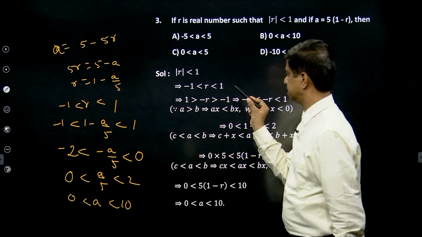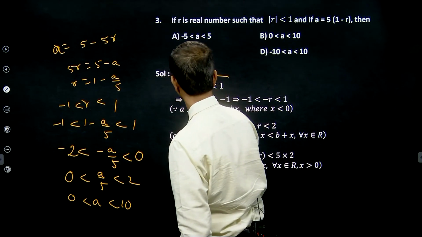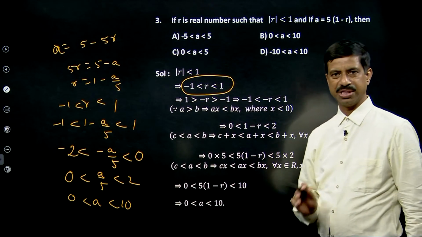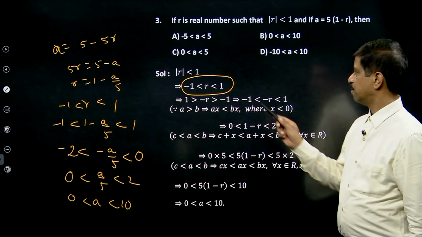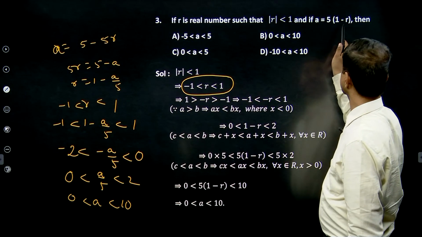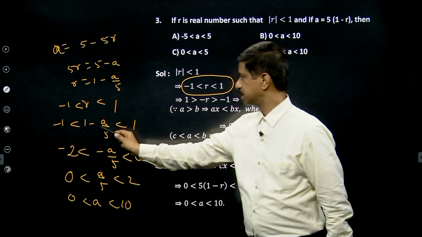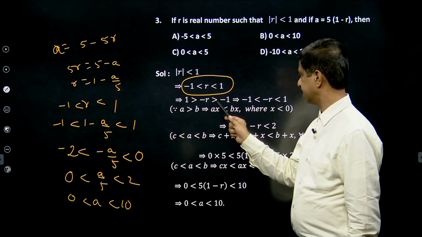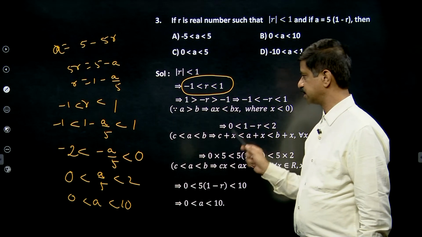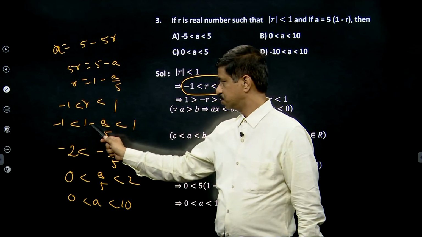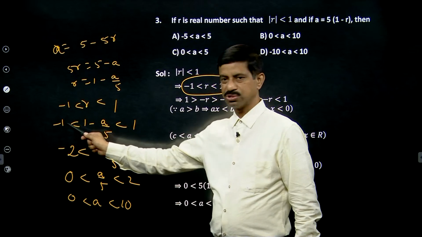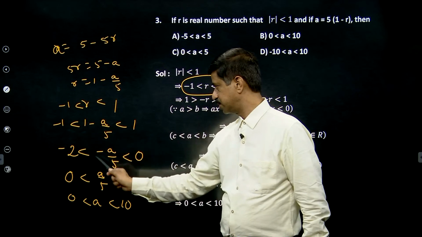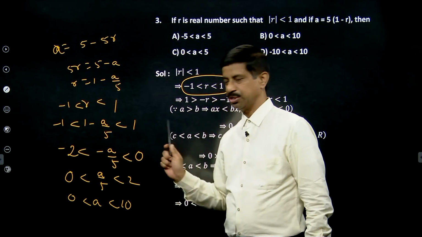If this simplification becomes difficult, I can also go like this. You see, this part I think there should be no problem to anyone. Minus 1 is less than R, less than 1. Now what is R from here? From here R is nothing but 1 minus A by 5. In place of R I am writing 1 minus A by 5. So to eliminate this 1 I need to subtract 1 everywhere. Minus 1 means minus 2, 1 minus 1 is 0, 1 minus 1 is 0.